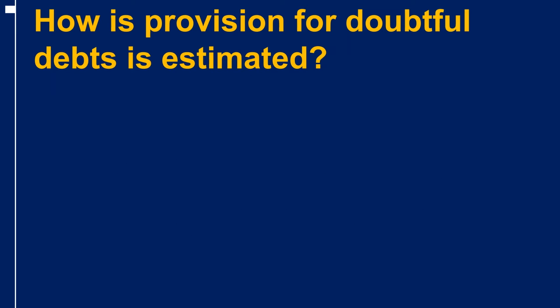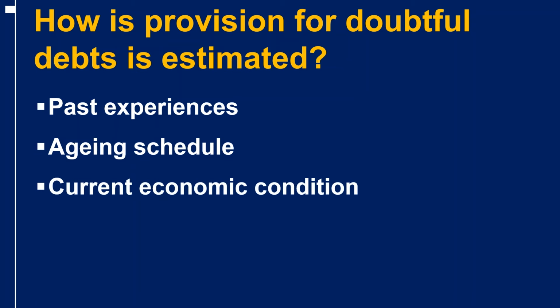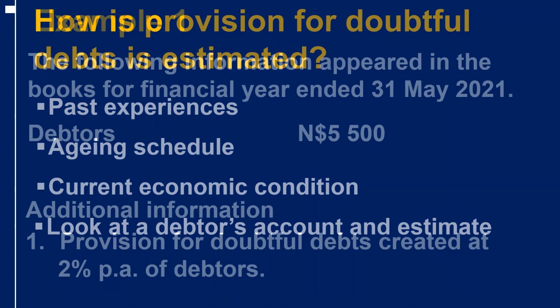Provision for doubtful debts is estimated as follows. Number 1, estimating past experience. Number 2, making use of aging schedules. Number 3, current economic condition. And lastly, by looking at the debtors account.